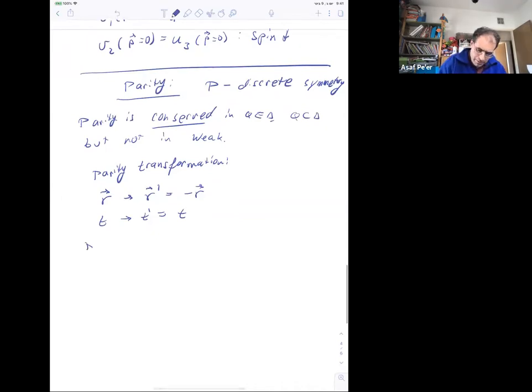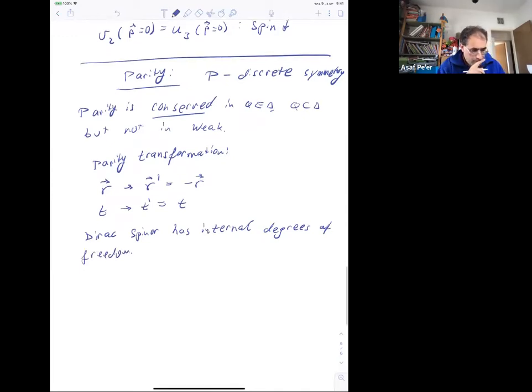So the Dirac spinor has internal degrees of freedom. Okay, let's calculate the parity operation on the spinor.